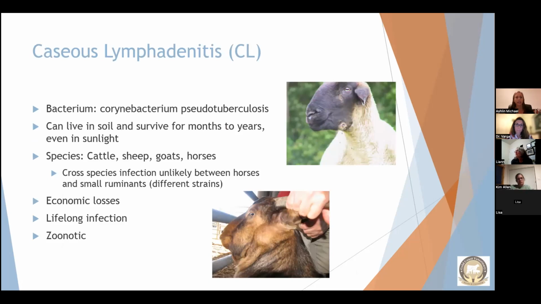Next, we'll move on to caseous lymphadenitis, or CL. This is also caused by a bacterium, Corynebacterium pseudotuberculosis. It is another hardy bacterium that can live in the soil and survive for months to years, even in sunlight, so it's very hard to eradicate from the soil. The species that it affects are cattle, sheep, goats, and horses. However, cross-species infection is pretty unlikely between horses and small ruminants because they have different strains.